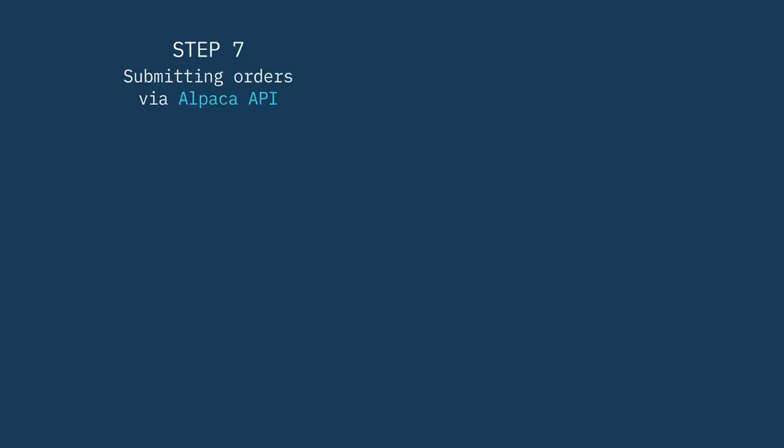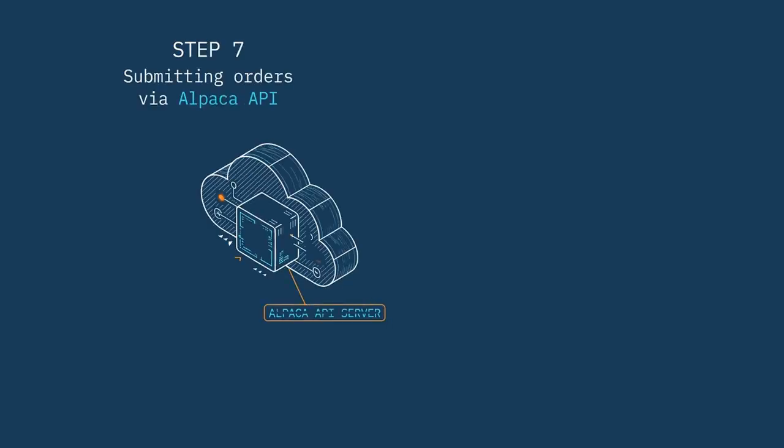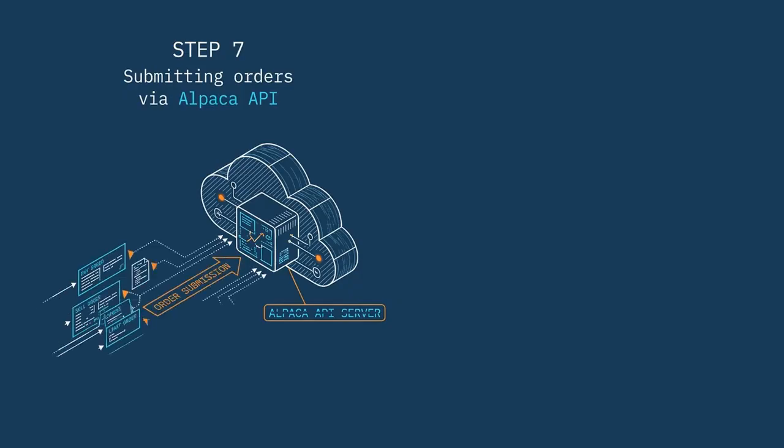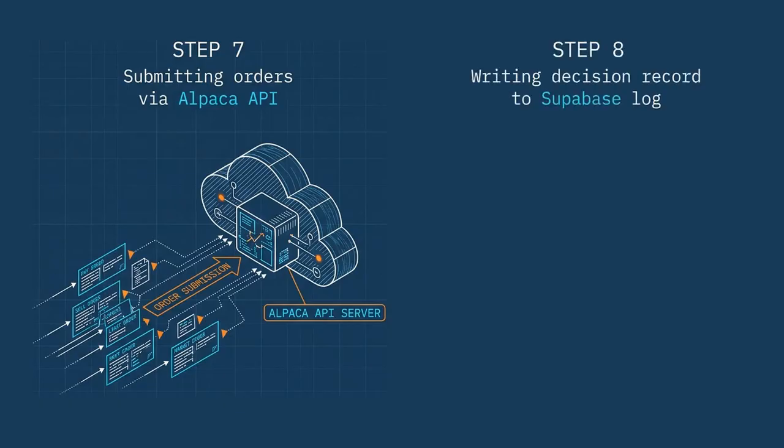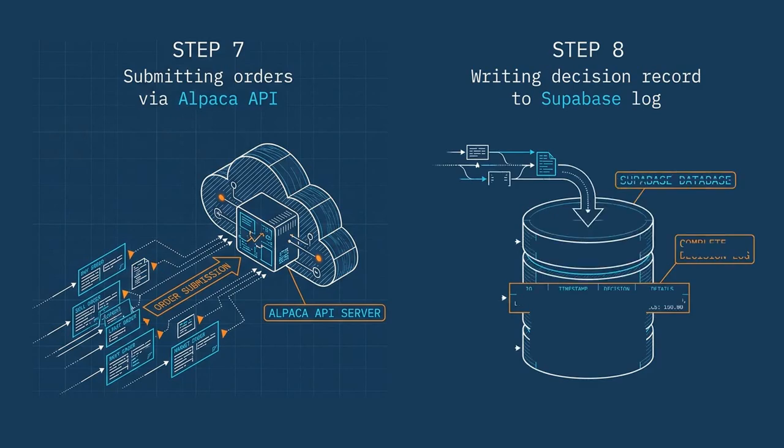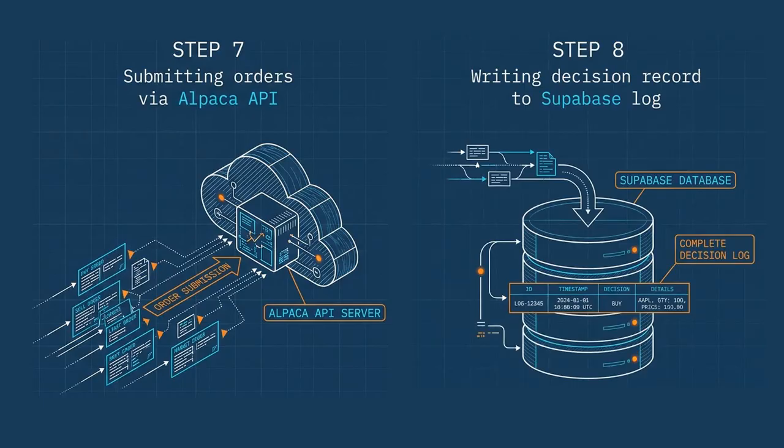Step 7. For positions flagged as actionable, submit market or limit orders via the Alpaca post v2/orders endpoint, parameterized by the quantity field returned from the LLM. Step 8. After each order submission, write the full decision record to a Supabase table, including the LLM rationale, confidence score, order ID, and timestamp.